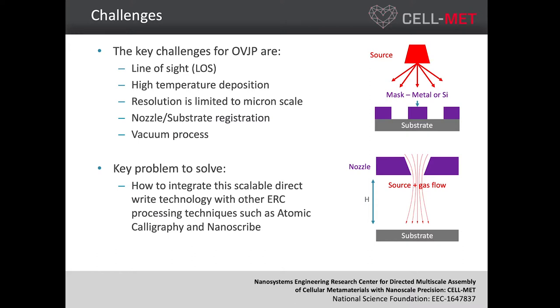Now, we've brought back the cartoon from the VTE slide, and that's shown up top, but now there's another cartoon at the bottom for OVJP. And as you can see, the material still goes in a certain direction. It's just that we currently have a much better control of where it goes. But the fact is that it will still go where it sees. So we cannot coat the backside, for example, of our sample if our nozzle is at the front.